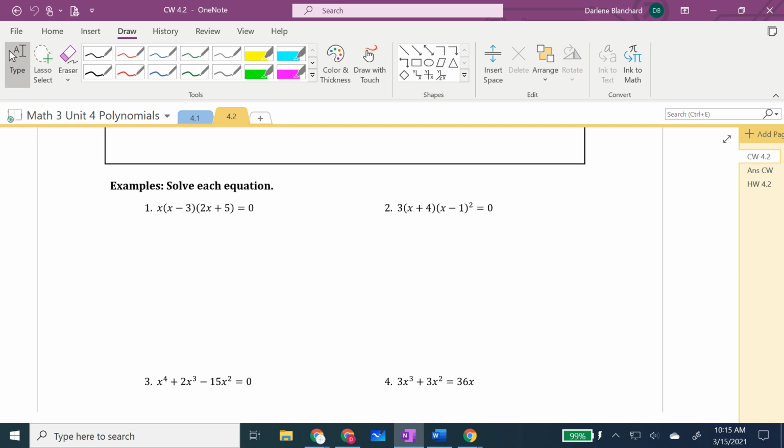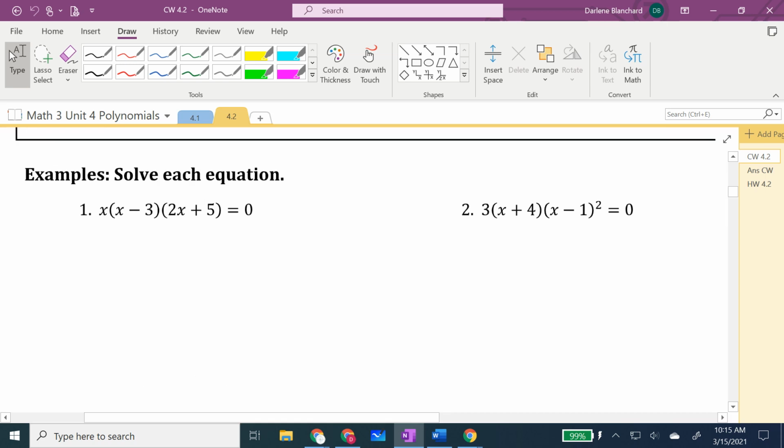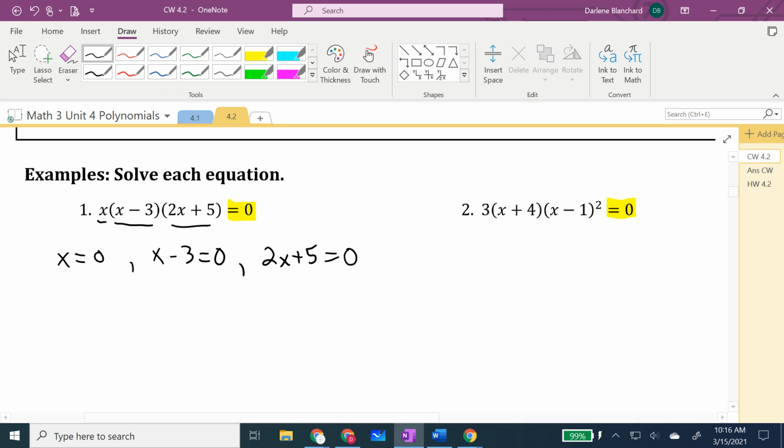1 and 2 have it set up nicely where it's already factored and set equal to 0. So as long as you see the equal 0, then once it is factored, each individual factor can be set equal to 0, and all of those are the answers. By the way, if you can solve these quickly, I am okay with you not writing the step that I just wrote. You can go straight to the answers once you see it factored.